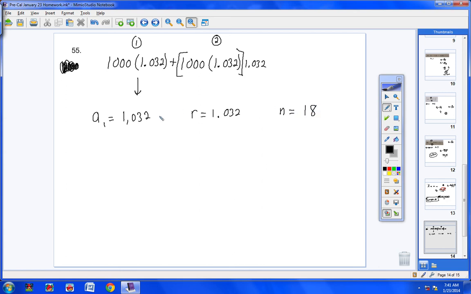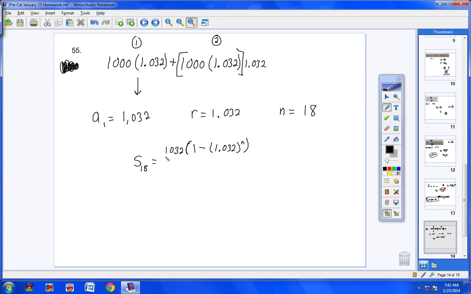So we're going to use the formula in which we find the sum of a geometric series, knowing how many terms we have. So the sum of 18 terms equals, and then you put your first term here, then I believe it's 1 minus r, so 1.032 to the n power, and then close your parentheses.